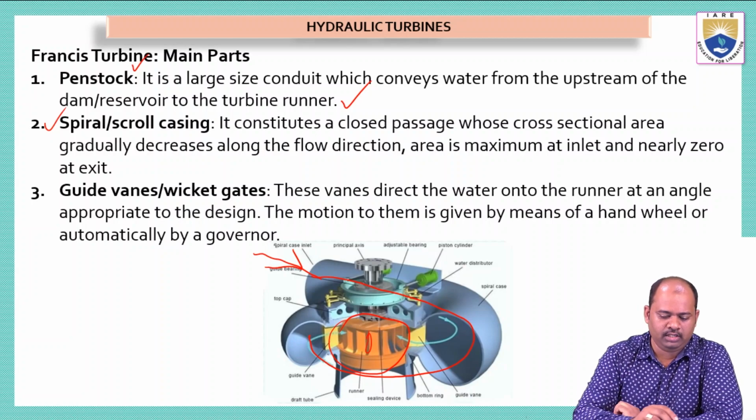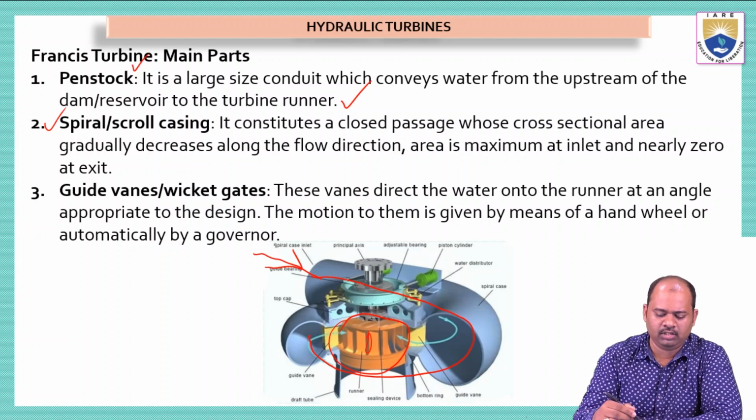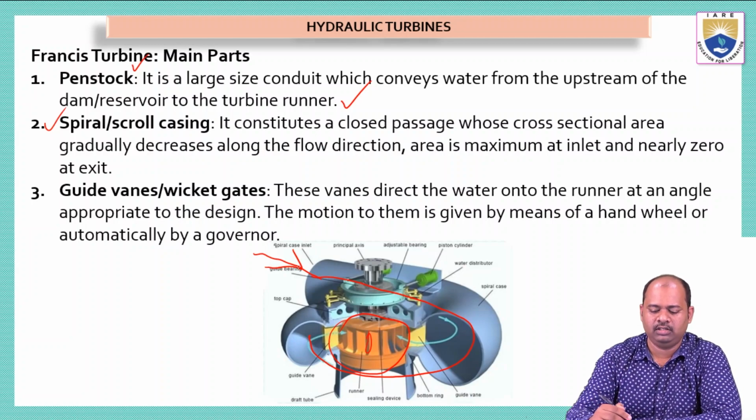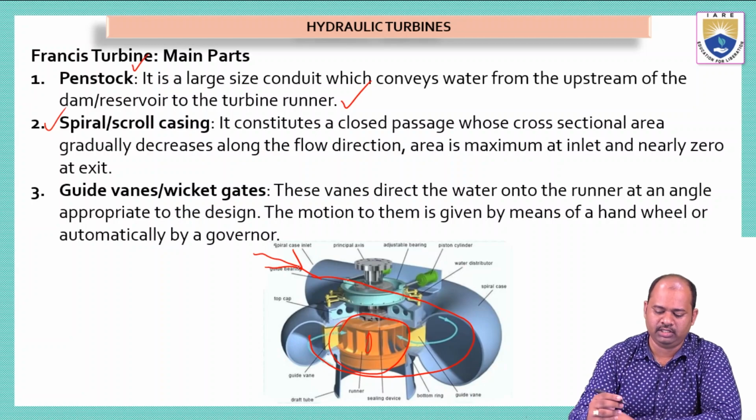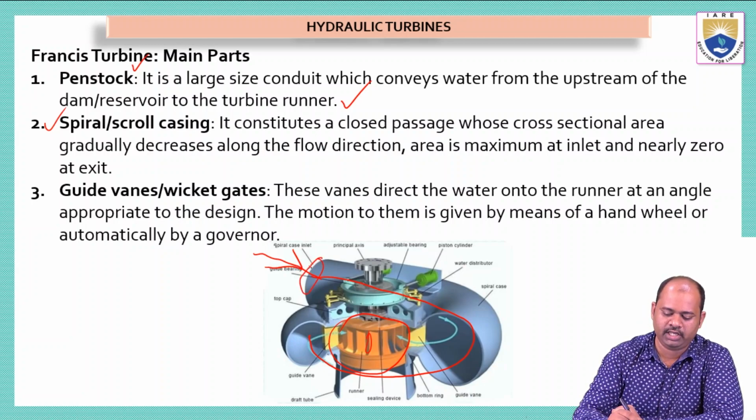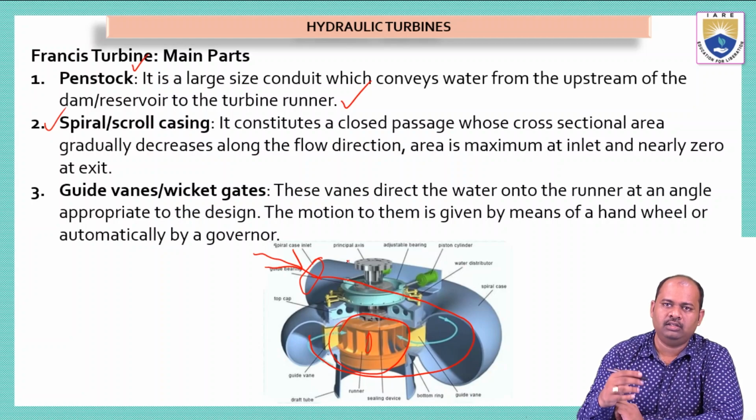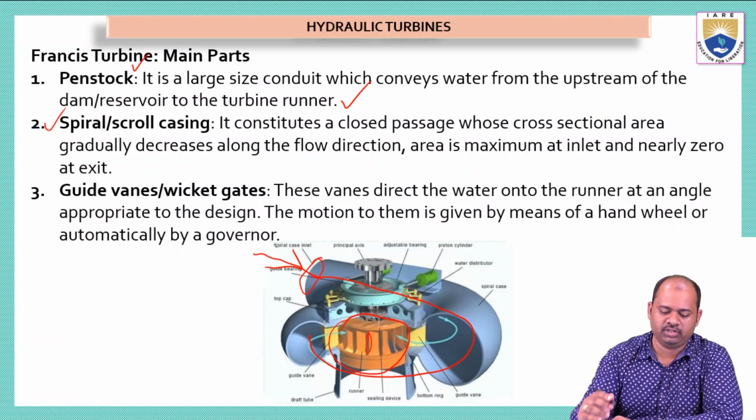The cross-sectional area of this spiral casing will be decreasing. Here the cross-sectional area is more, and as it goes on spiraling around the turbine runner, the cross-sectional area will decrease.